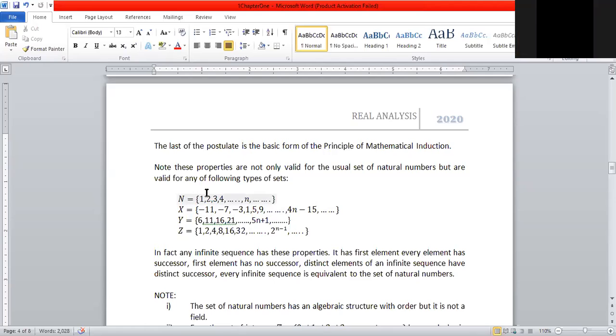Infinite. Infinite. For each element in the set N, there is a corresponding element in the set Y, and vice versa. So they are equivalent. They have one-to-one correspondence. Same is the case with this last example, which is 2 power 0, 2 power 1, 2 power 2, 2 power 3, 2 power 4. So you can see that correspondence again.